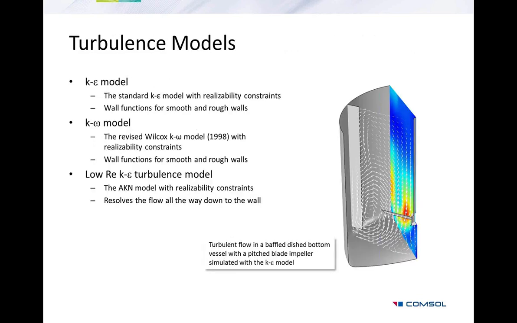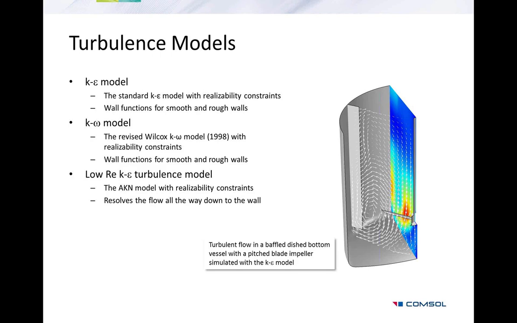I'll give you a little bit more details about the turbulence models as well. The K-epsilon model is a standard K-epsilon model with realizability constraints. We also have the revised Wilcox K-omega model, again with realizability constraints, and a low Reynolds number K-epsilon model, which is the AKN model with realizability constraints.